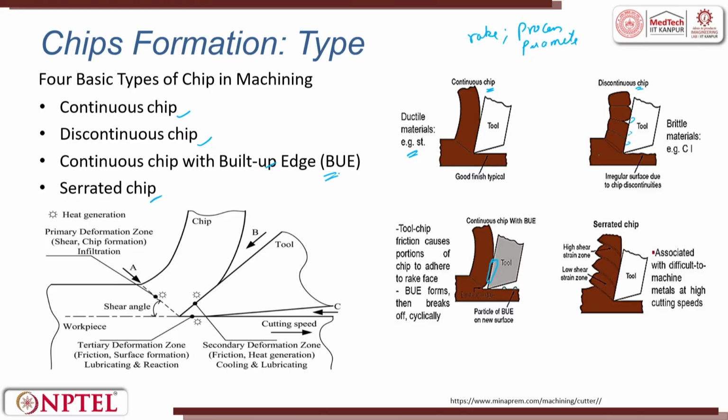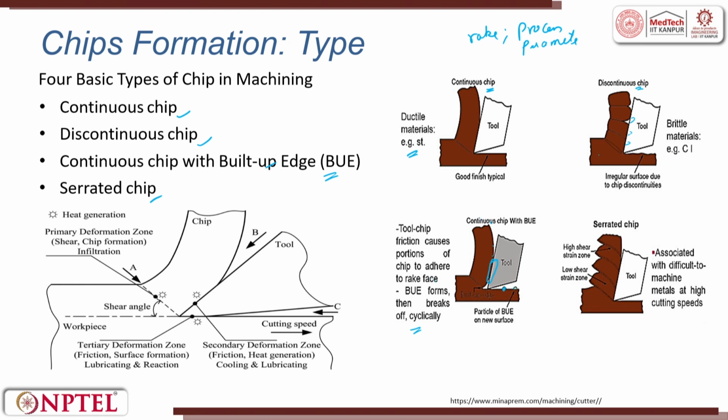geometry. Now the rake face, what was there, has changed. The cutting edge will be shifted from the sharp cutting edge to some other point. So continuous chip with built-up edge is another phenomenon which is seen. Tool-chip friction causes a portion of the chip to adhere to the rake face. The built-up edge then breaks off cyclically, leading to half getting stuck on top of the workpiece and half going along with the chip. So the tool material will go along with the chip.